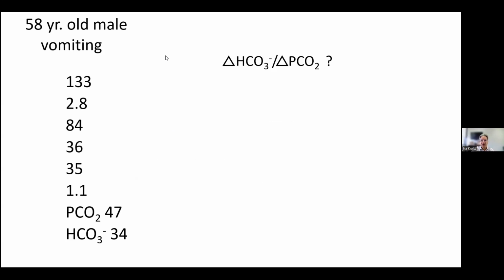Okay, so let's go to some cases. Here's a 58-year-old male who's vomiting, and the 35 is the total CO2 from the comprehensive metabolic panel. The bicarbonate of 34 is from the calculated bicarbonate from the blood gas machine, and the PCO2 is 47. And again, note, I'm not putting the pH here because you don't need it. And if you want to, you could calculate it using the Henderson equation, where hydrogen ion concentration equals 24 times the PCO2 over the bicarbonate.